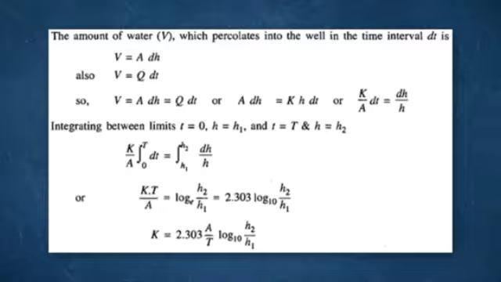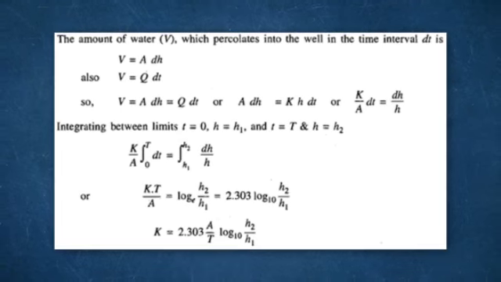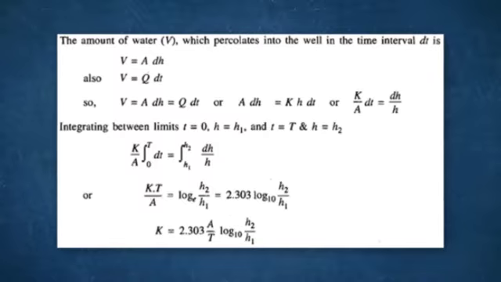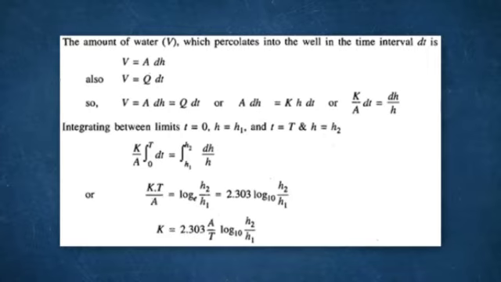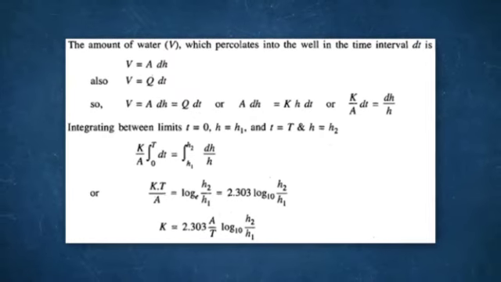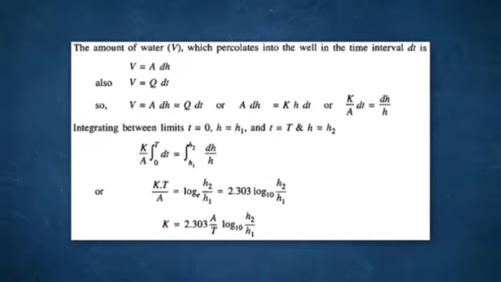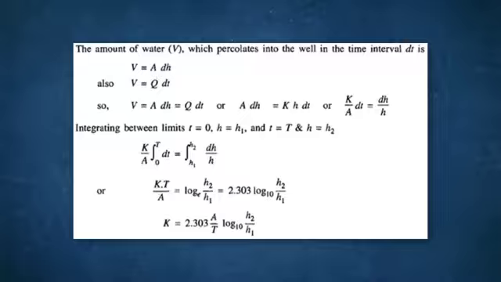Now integrating both sides with limits t equal to 0 to t equal to capital T, and H equal to H1 to H equal to H2. So we got the result K into T divided by A is equal to log e H2 upon H1. Now converting to log 10, this value is equal to 2.303 log 10 H2 upon H1. So here K is equal to 2.303 A divided by T log 10 H2 divided by H1.